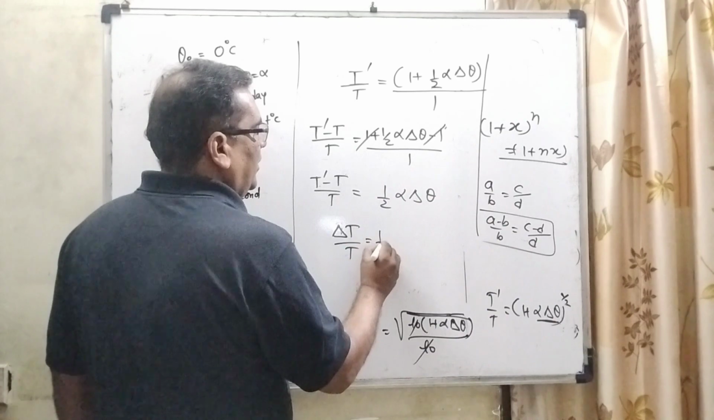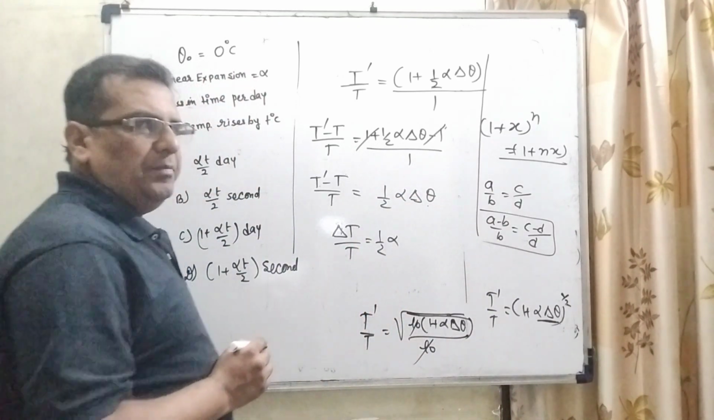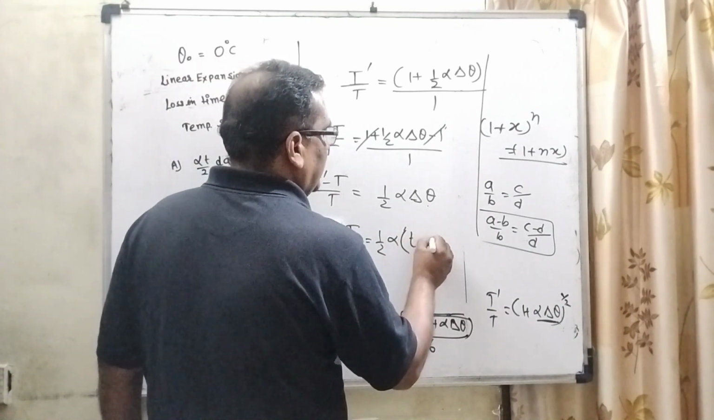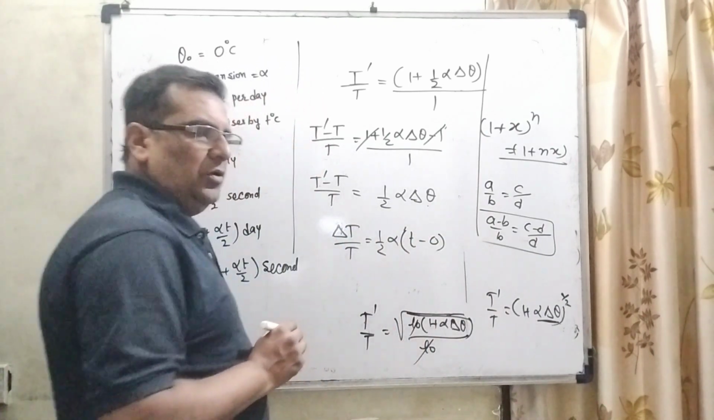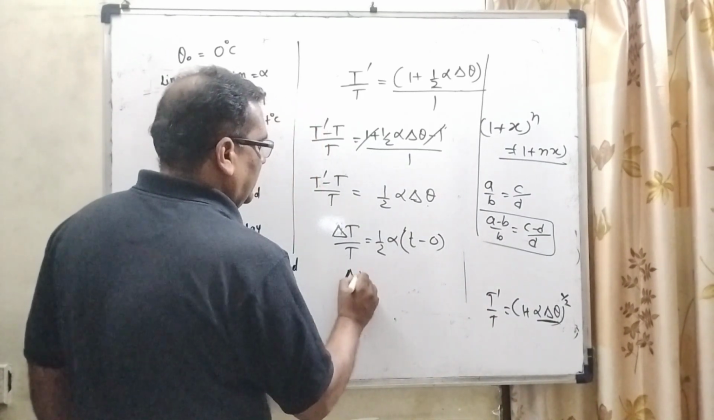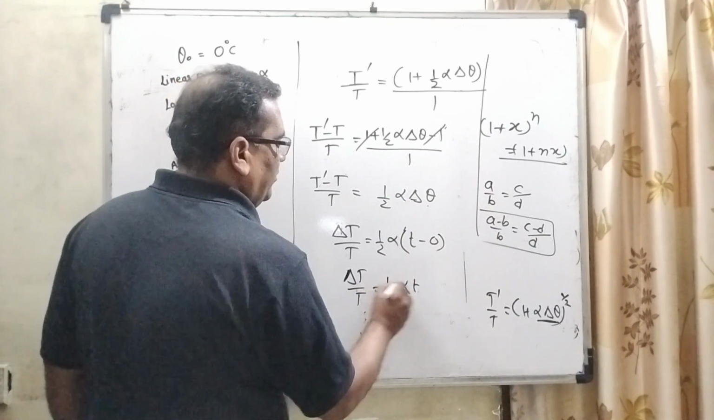And 1 by 2 alpha, where delta theta is the temperature difference. So what is the temperature difference? T minus 0, since the initial temperature is 0. Therefore, the time loss delta T by T is equal to 1 by 2 alpha T per day.